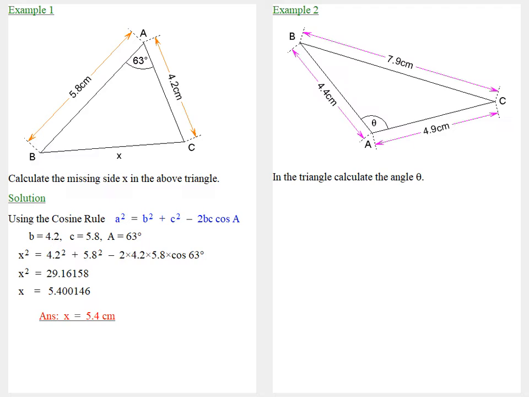If we look at example 2, again we've got a triangle, and in this case we want to find the angle theta, which is the angle A. Now we're going to use the cosine formula: cos A equals (b squared plus c squared minus a squared) over 2bc. This is the better form to use if you're trying to work out the angle.